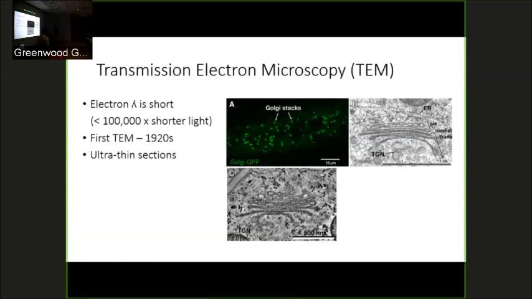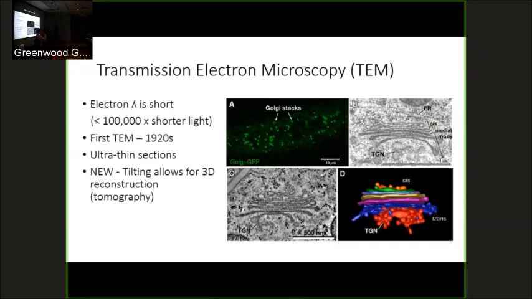And building on that, just in the last 10 years, they've now used new tilting 3D reconstruction. So what they do is they take a thicker sample and they tilt it, and by tilting it, somehow they're able to reconstruct these much more sophisticated three-dimensional structures, which is pretty cool.